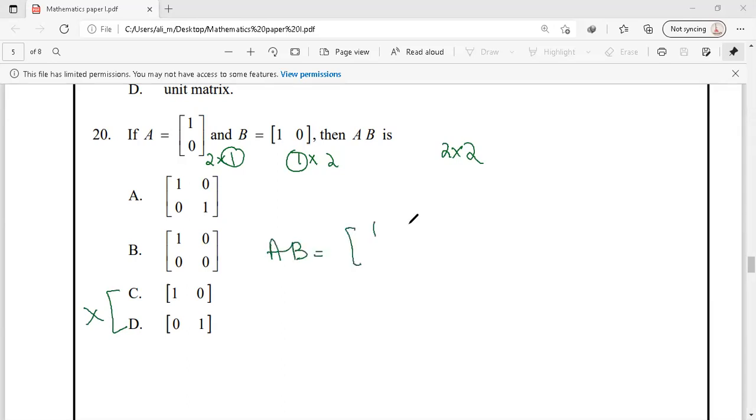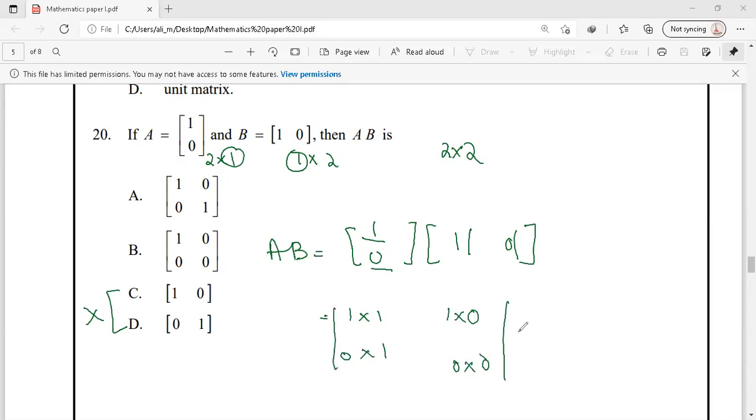1 0 will be multiplied by 1 0. So this row will be multiplied by this column, 1 into 1. Similarly, the first row multiplied by the second column, 1 multiplied by 0. Then 0 multiplied by 1 and 0 multiplied by 0. So 1 into 1 is 1, 0, 0, and 0. So this is the product of these two matrices. So option B is clearly our right option.